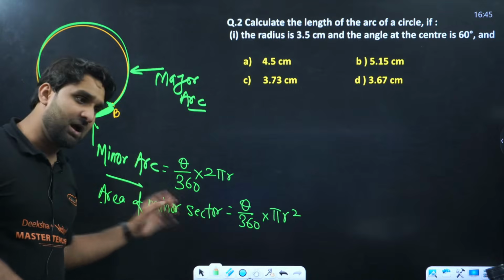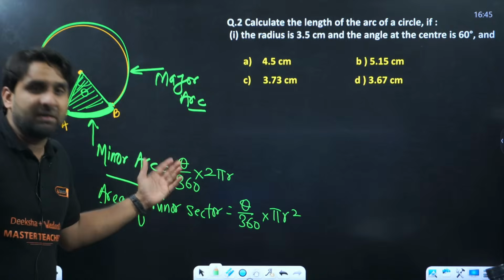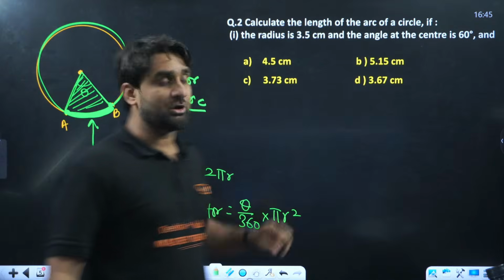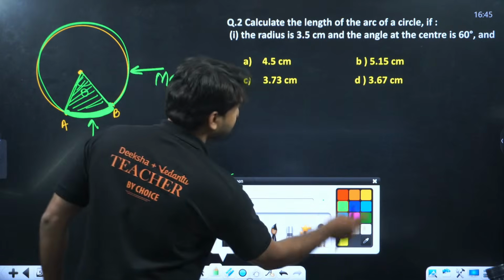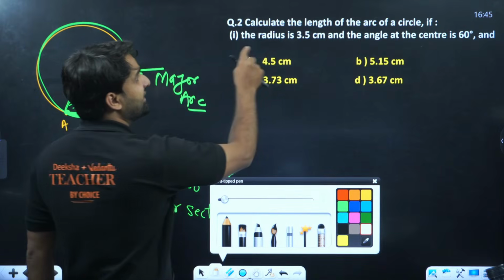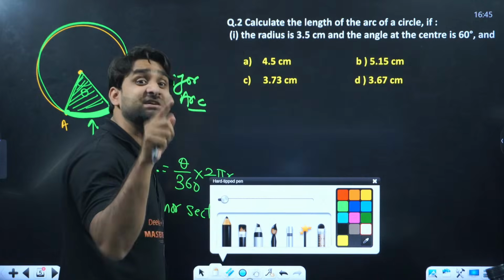So in area, pi r square will come, but in length, whether it is of minor arc or major arc, 2 pi r will come. So here in this question, look at the question everyone. Calculate the length of the arc of a circle. The radius is 3.5 centimeter and the angle at the center is 60 degree.